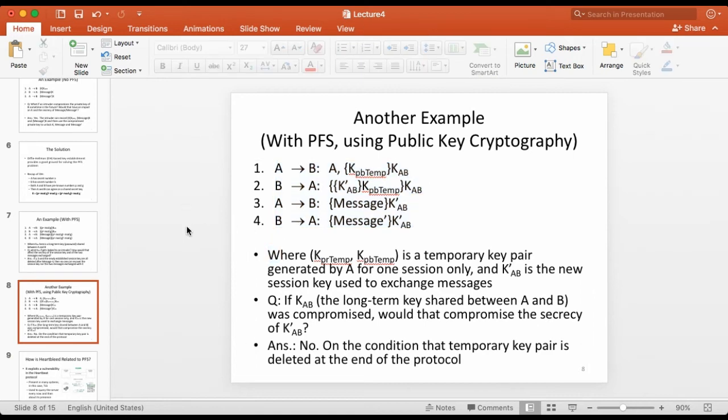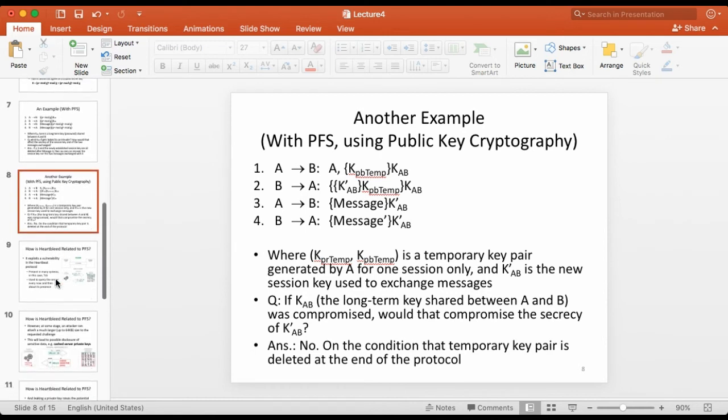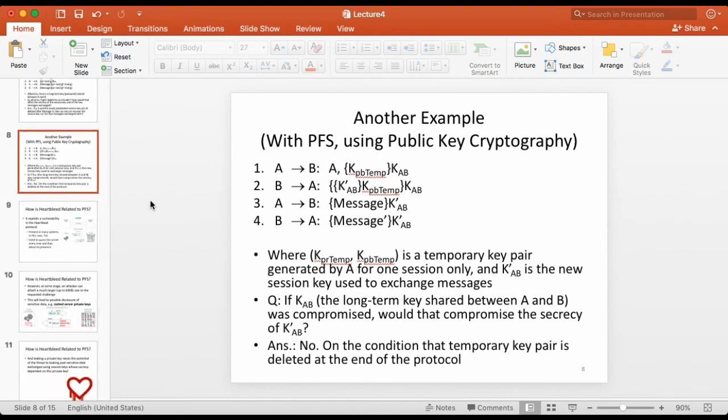Okay, so that's the second way in which you can use public key cryptography. So no Diffie-Hellman here, just public key cryptography, in order to achieve the perfect forward secrecy property.